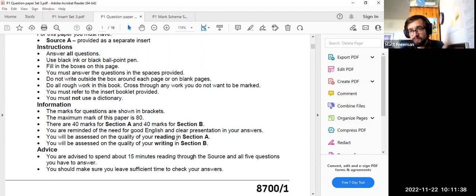We know that question 1 will always ask us to pick 4 things from the source. We know that question 2 will give us a chunk of the text and then ask us to analyze it in terms of language. We know that question 3 will be about the structure. And we know that question 4 will be this sort of essay question where you're expected to argue a point about the atmosphere.